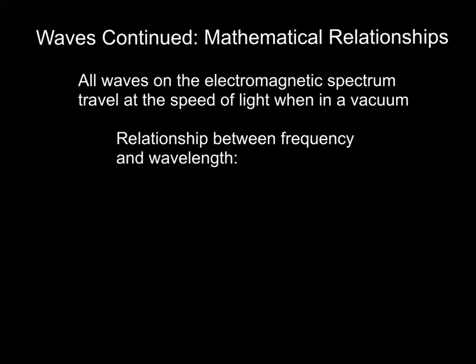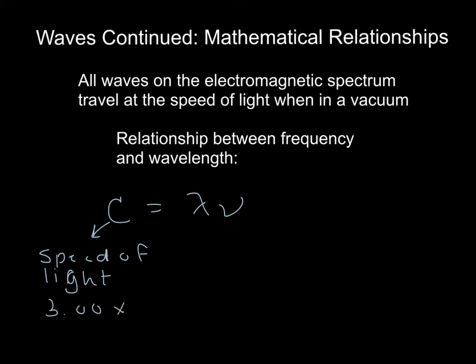c equals lambda nu. c is the speed of light. The speed of light has been found to be 3.00 times 10 to the 8th meters per second.